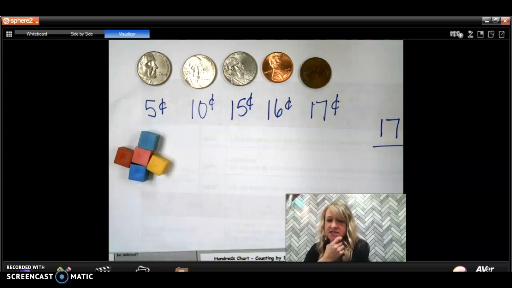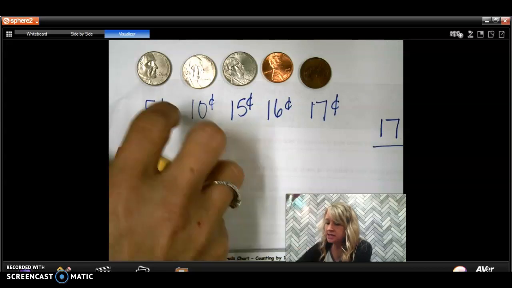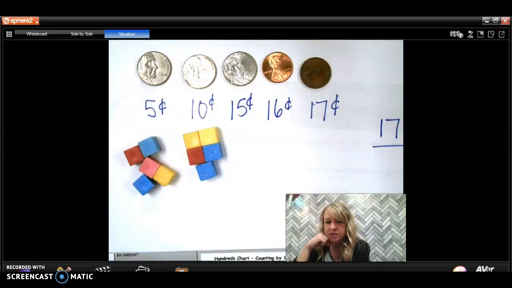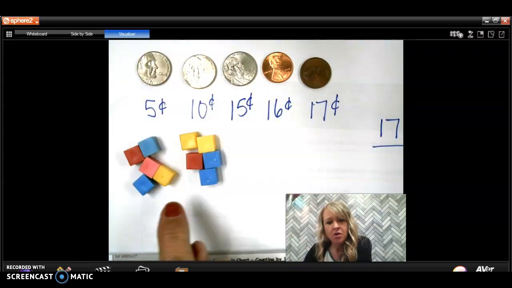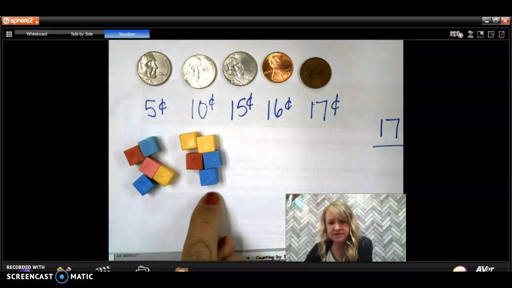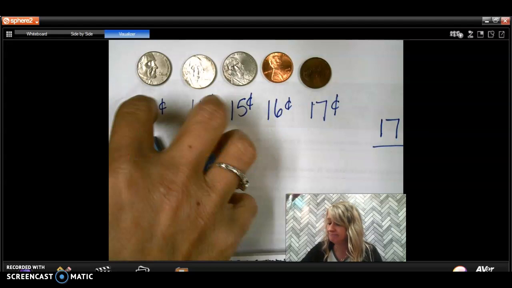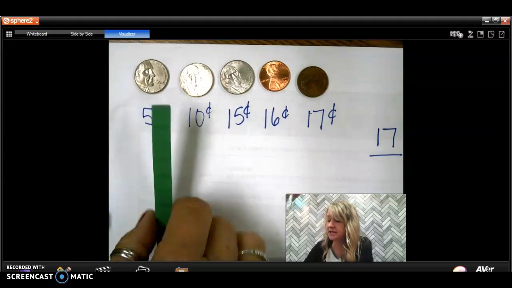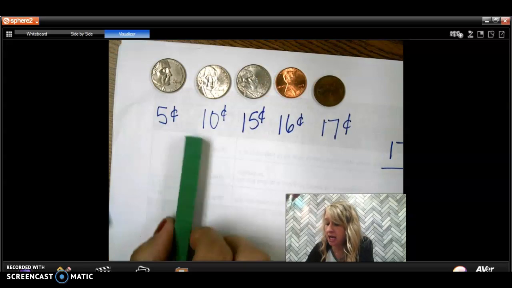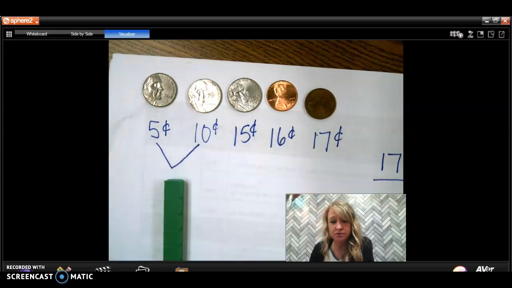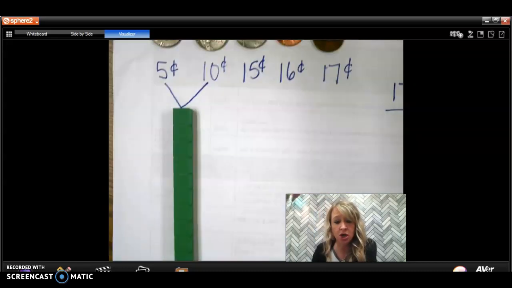Now, I was just thinking, I wonder if some of you might be thinking the same thing. Instead of using 5 units and 5 units here, how much is 5 plus 5? 10. And what else is a 10? You are correct. A long. A long is a 10. So this nickel and this nickel is the same as 1 long.